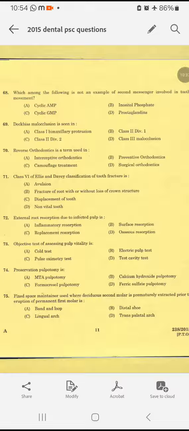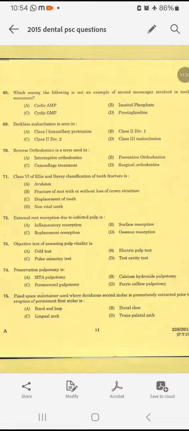72. External root resorption due to infected pulp is inflammatory resorption or surface resorption or replacement resorption or osseous resorption. External root resorption due to an infected pulp is actually an inflammatory process. So inflammatory resorption. 72A. 73. Objective test of assessing pulp vitality is cold test or electric pulp test or pulse oximetry test or test cavity test. Objective test of assessing pulp vitality is actually the pulse oximetry test. It is an objective test, not a subjective test. Pulse oximetry test. 73C.